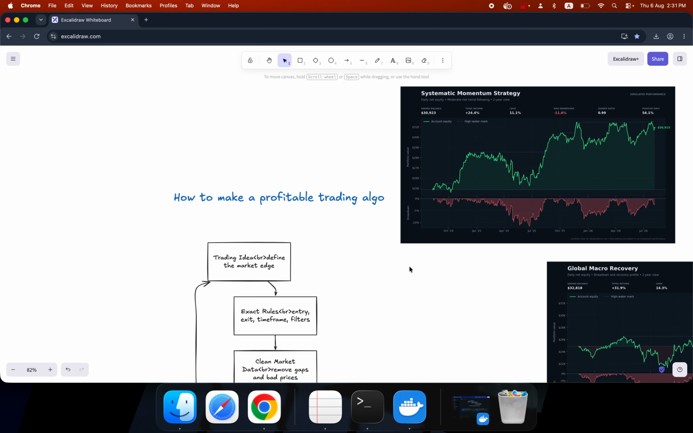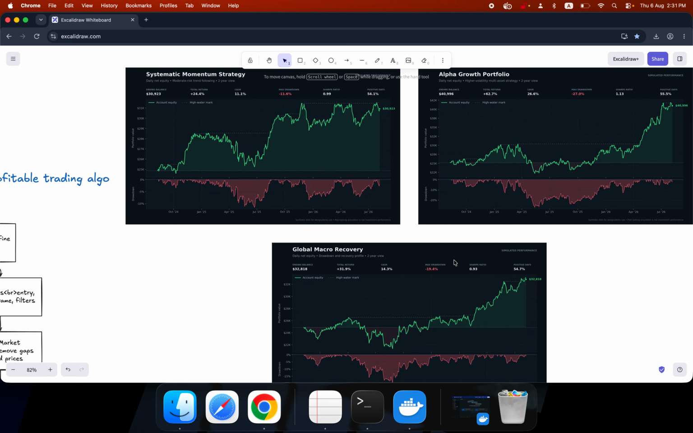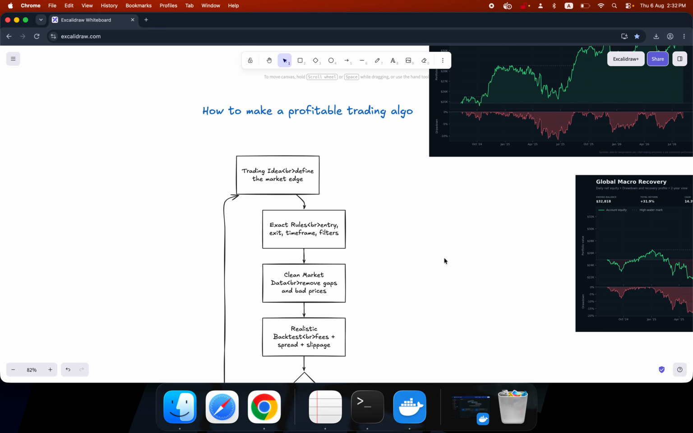How to make a profitable trading algo, like we have done in the past in Nexus Ledger. And as you can see, the results over here as well, just attached screenshots. So in this video, we're going to talk about that. So let's just get into the specifics.